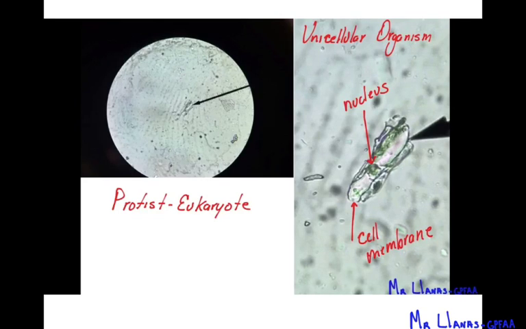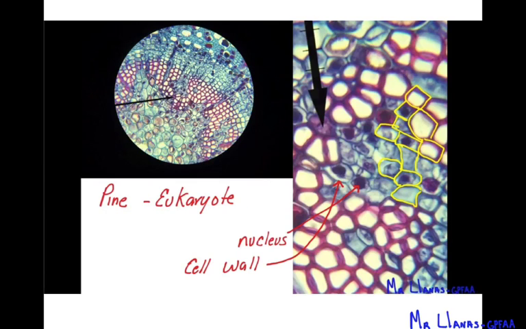Okay, and you can see protist, this eukaryotic is actually a unicellular organism, and it has the nucleus here. Okay, and whatever is surrounding that organism is going to be the cell membrane. It's a unicellular organism, so it's one cell. That cell is the entire organism. Okay, so that's a protist or a eukaryote.